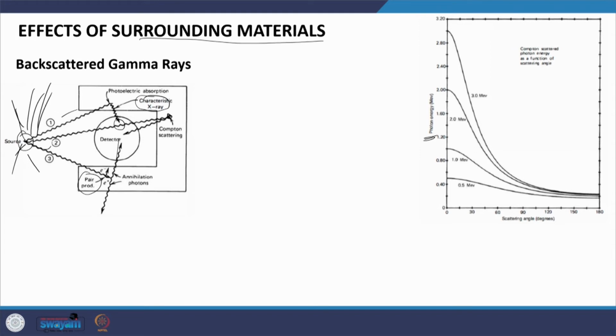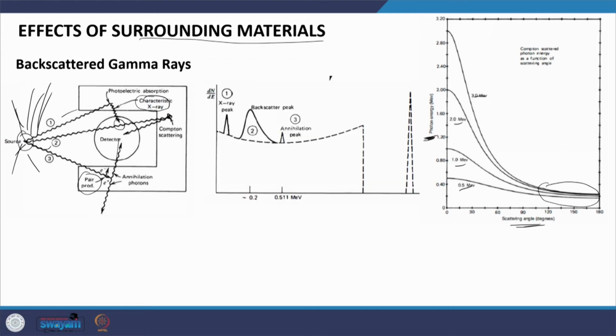If you plot photon energy versus scattering angle at different energies, you can see that at higher angles the value of the scattered energy is almost constant. Now, you can see the spectrum looks something like this. You can have the characteristic X-ray peak, the backscatter peak because of Compton scattering, and the annihilation peak because of the annihilation photons. This is how the materials surrounding the detector can influence the response of the detector.